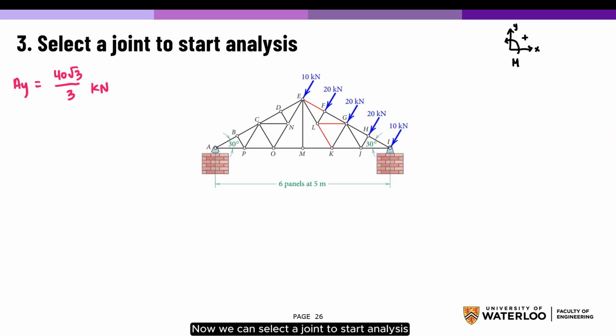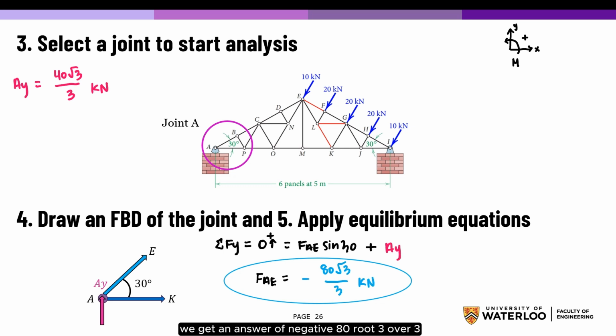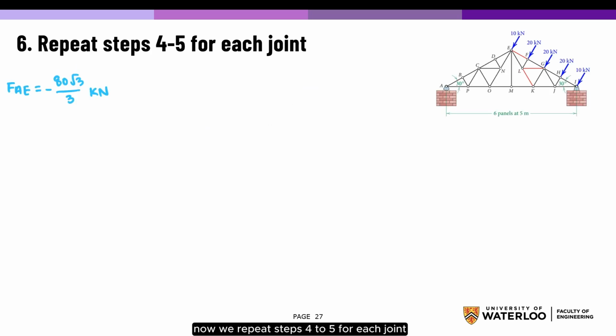Now we can select a joint to start analysis. I will be starting with joint A. Let's draw a free body diagram of the joint and apply our equilibrium equations. We will solve for the force in member AE. Using the summations in the y direction, we get an answer of negative 80 root 3 over 3, or 46.2 kilonewtons. Now, we repeat steps 4 to 5 for each joint.